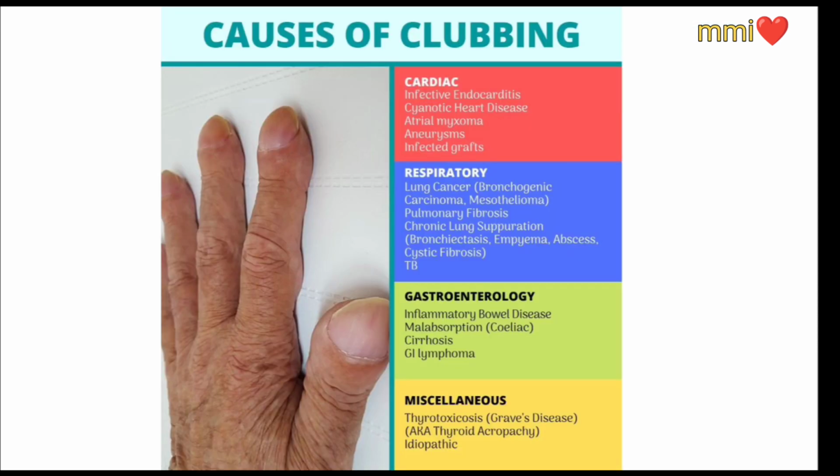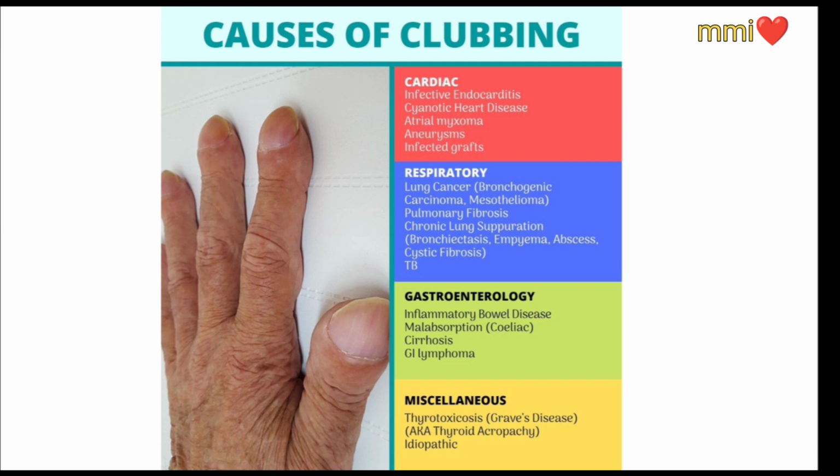Okay, next coming to clubbing. What are the causes of clubbing? Cardiac causes, respiratory causes, GI causes, miscellaneous causes. There is also a mnemonic for clubbing; it is "clubbing" itself, I will show. Cardiac causes: infective endocarditis, cyanotic heart disease, atrial myxoma, aneurysms, and infected grafts.